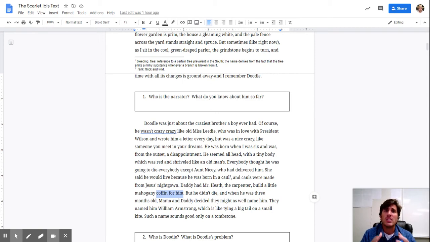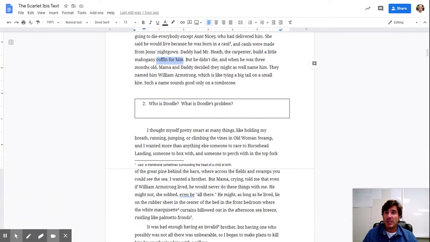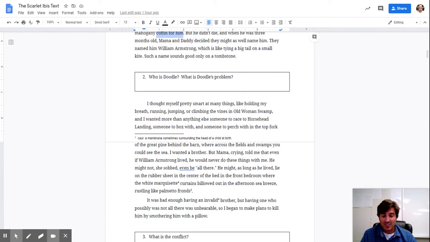And so here they have this tiny baby born in an unhealthy way. So unhealthy, in fact, that they expect this little baby to die and they build him a coffin. Fortunately, however, as we continue, he didn't die. All right? But instead, Mama says he might not be all there. And we have to understand what this all there phrase means.